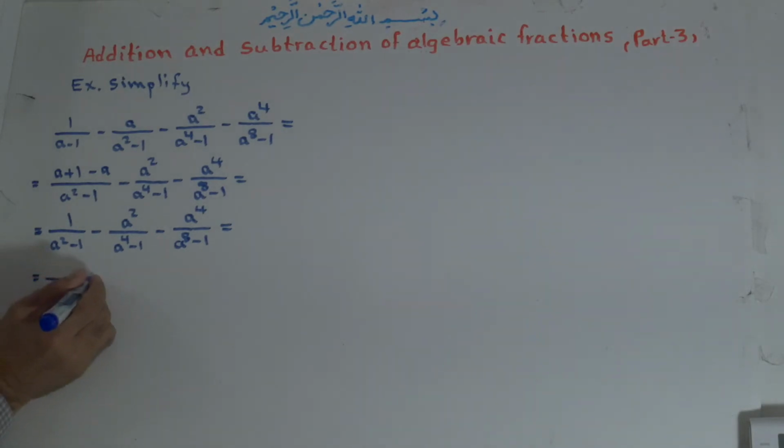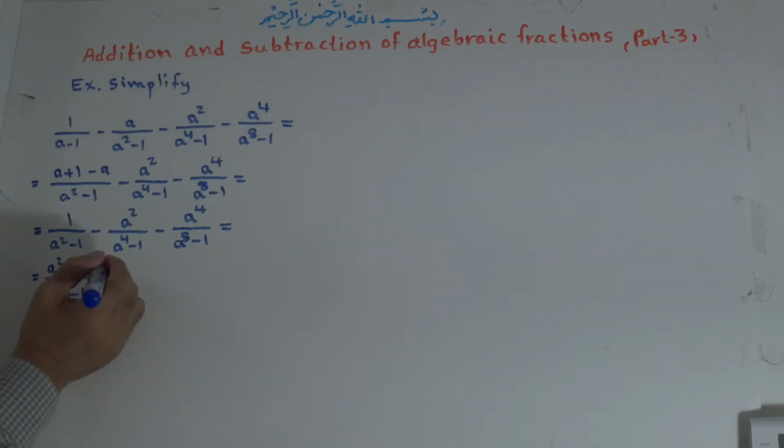Now here we simplify this one with this one, so now it is equal to the common denominator of them, a to the power of 4 minus 1. A to the power of 4 minus 1 is equal to a to the power of 2 minus 1 times a to the power of 2 plus 1. A to the power of 4 minus 1 divided by a to the power of 2 minus 1 is a to the power of 2 plus 1. A to the power of 2 plus 1 times 1 is a to the power of 2 plus 1, and minus a to the power of 4 minus 1 divided by a to the power of 4 minus 1 is equal to 1. 1 times a to the power of 2 is a to the power of 2.